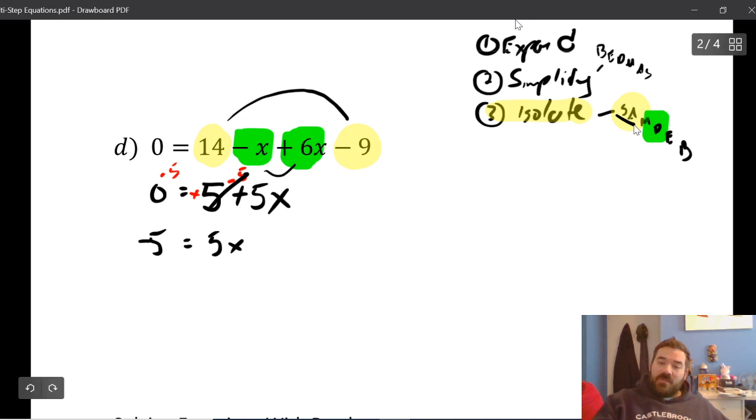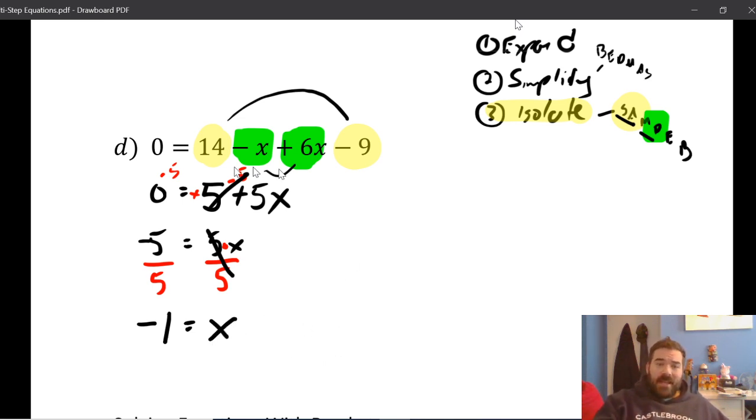I've done the subtraction addition isolating. Now I have to deal with multiplication and division. This is multiplication, even though we don't write it in. The opposite of multiplying by 5 is dividing by 5, but whatever I do to one side, I have to do to the other. Negative 5 divided by 5 is negative 1, and these cancel to give me 1, and all I'm left with on this side is 1x or x.